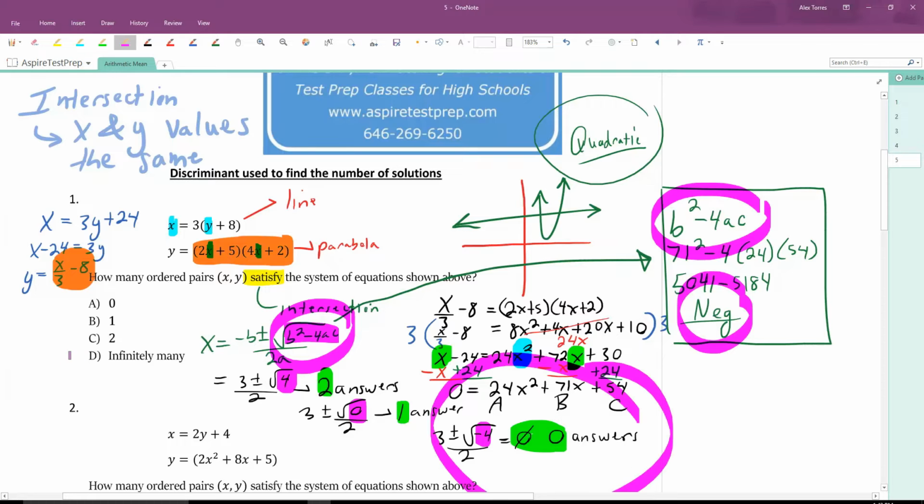0 solutions. So how many ordered pairs satisfy this system of equations? 0. If we were graphing it, we would see a parabola and a line that don't hit each other at all. So that's what's going on there.